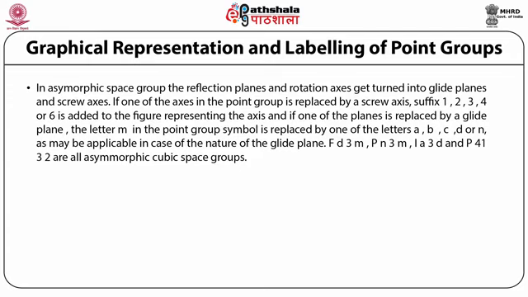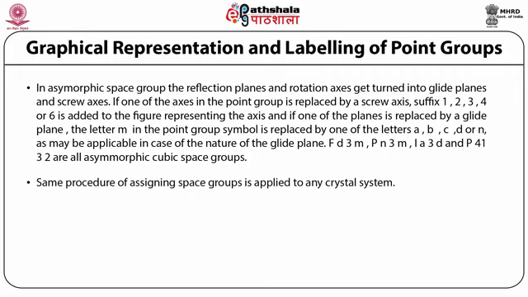Capital F d 3 m, capital P n 3 m, capital I a 3 d and capital P 4 with a subscript 1 3 2 are all isomorphic cubic space groups. The same procedure of assigning space groups is applied to any crystal system.